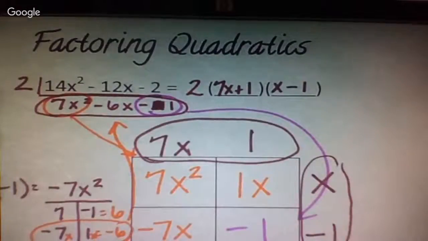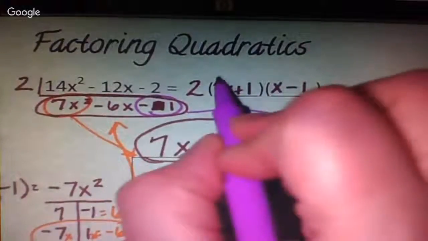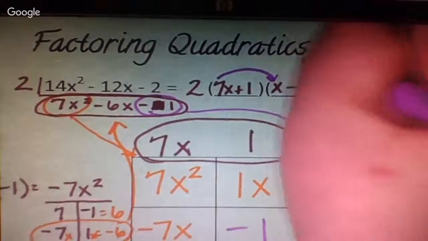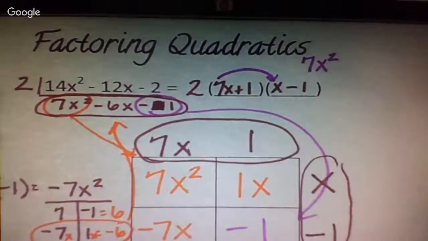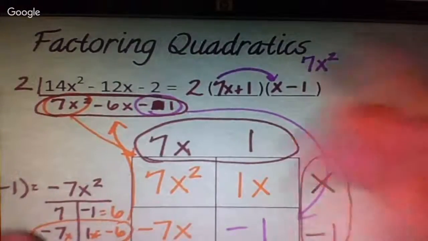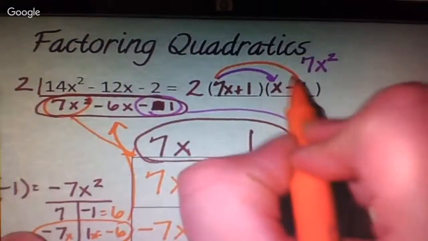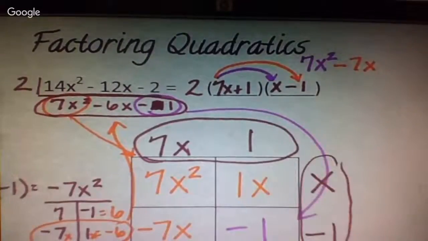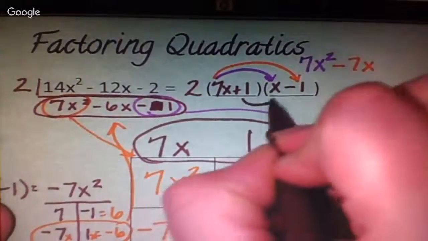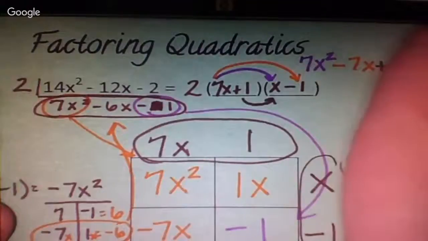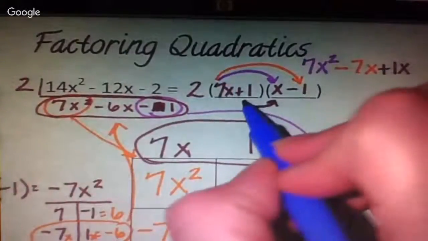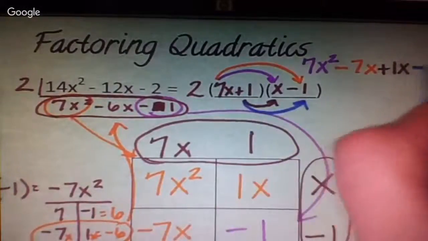The way you check this is called the FOIL method. So you multiply your first terms first. You would take 7x times x. That gives you 7x squared. You then take your outer terms, which is 7x and -1, which gives you -7x. Then we take our inner terms, which is +1 and x. So plus 1x. Then we finally take our last terms, which are 1 and -1, which gives me -1.